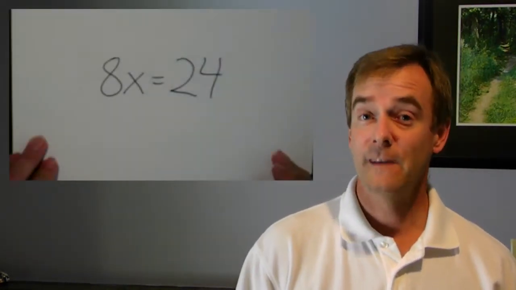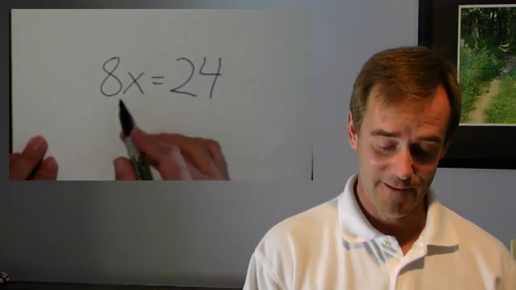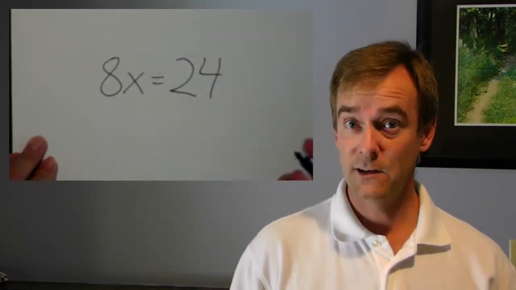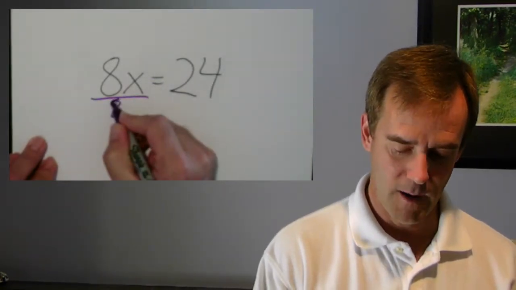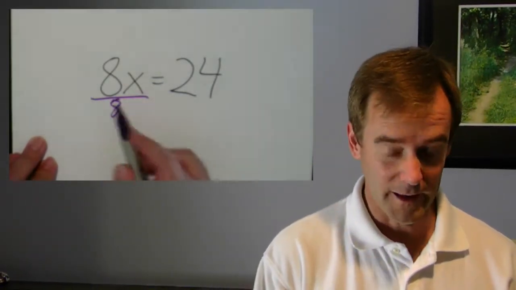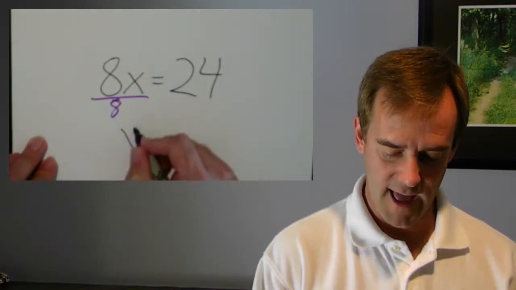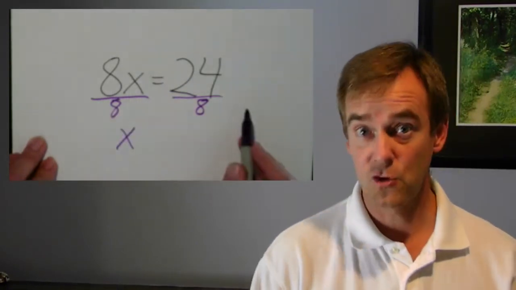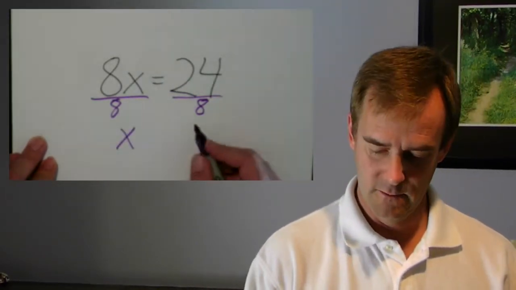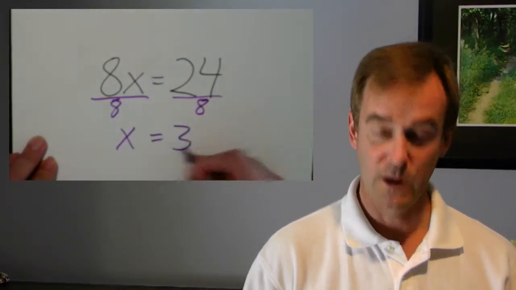The last one is the division property of equality. If I have something multiplied and I don't want it to be, I can divide both sides. Divide this side by 8, divide the whole thing, and you get just x. But I have to divide this side by 8 to keep the relationship even. 24 divided by 8 is 3.